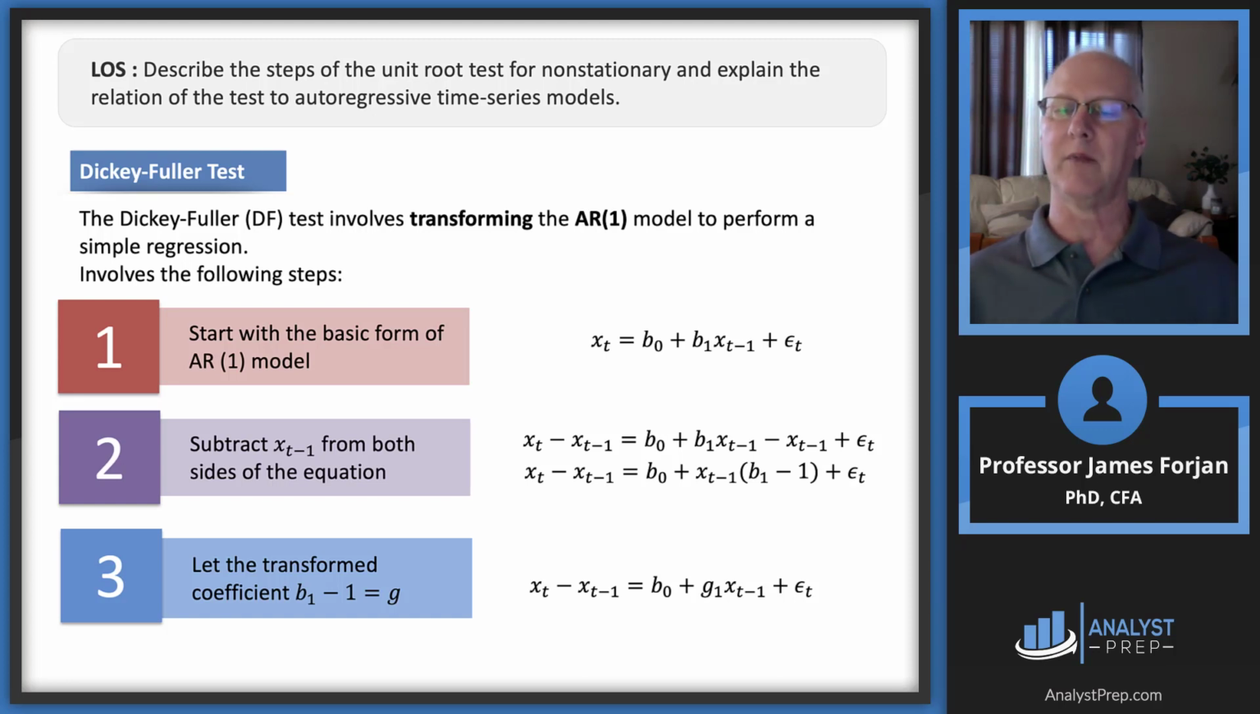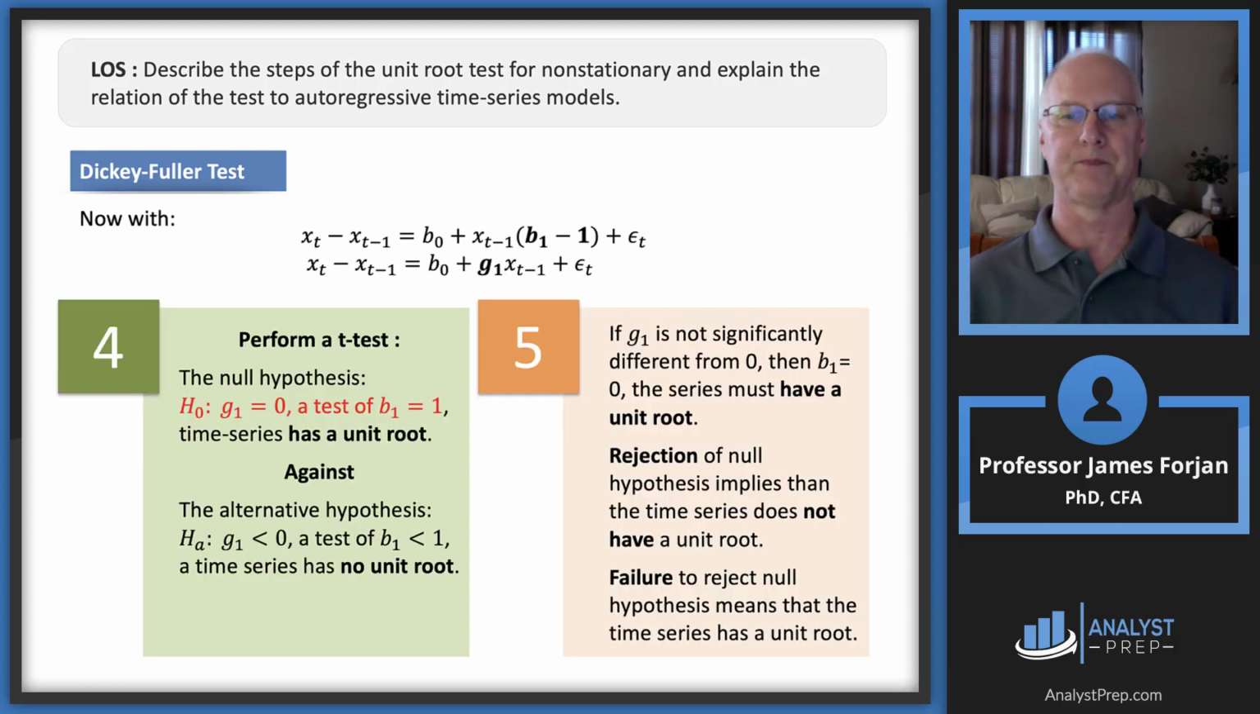So we have xt minus 1 as our dependent variable, and then we're going to have xt minus 1 as our independent variable with the coefficient of g1. Everything else stays the same. Now we're going to perform a t-test. All right, so we're going to perform the test, and here's the null. And this is super important. This sounds like a great exam question to me.